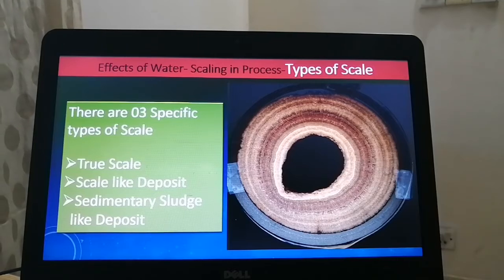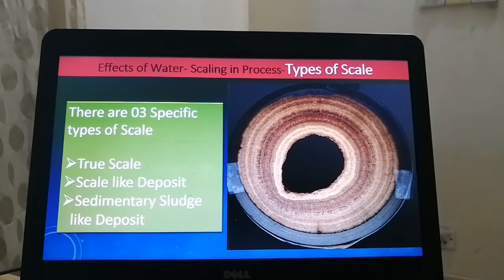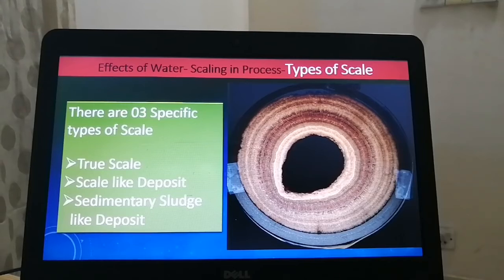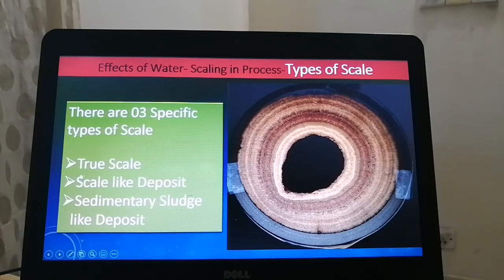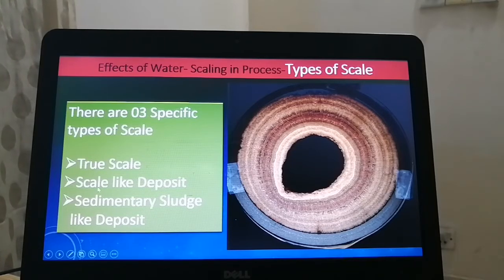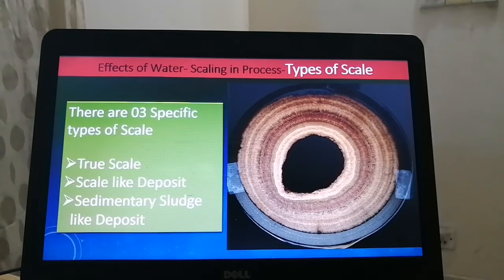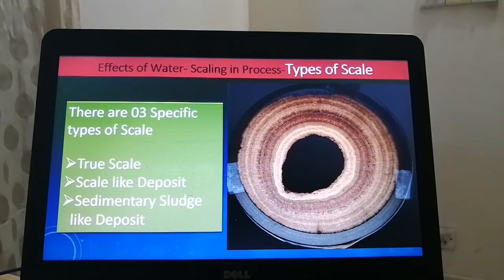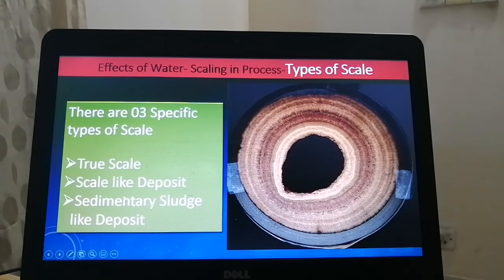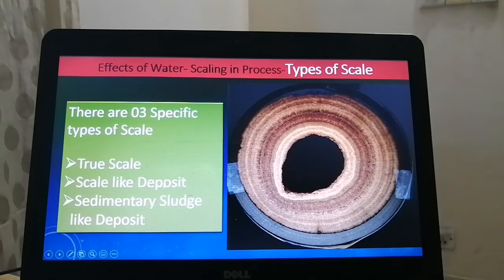Most common scale has all three types, but depending on the scale structure, scale pattern, scaling phenomena, and many other considerations, we can classify the scales. There are three types: first is true scale, second is scale-like deposits, and third is sedimentary sludge-like deposits. All are scale, but we have to be careful in dealing with them. We have to be careful in designing the treatment and in controlling the scale. What kind of scale is the majority, or what is the mixture, what is the ratio. So as an expert, you have to understand these three kinds of scale.